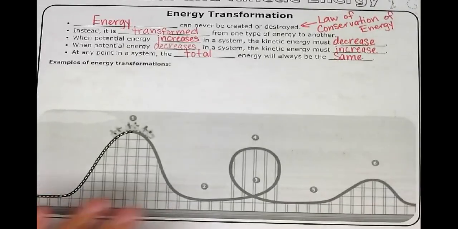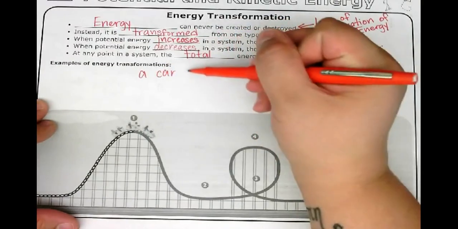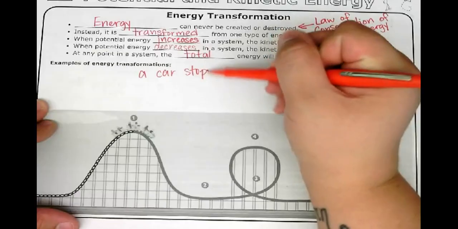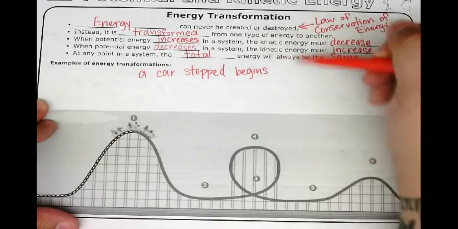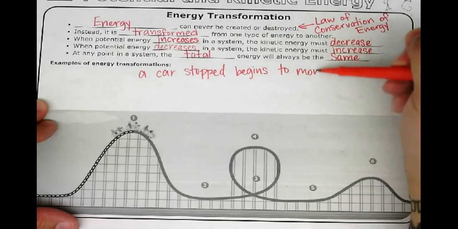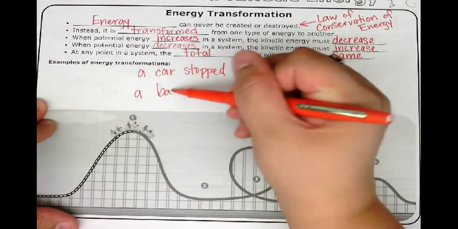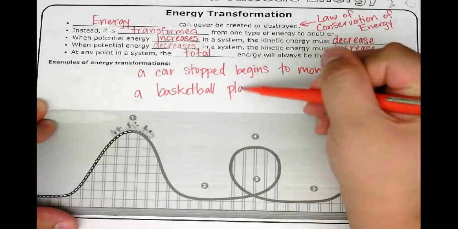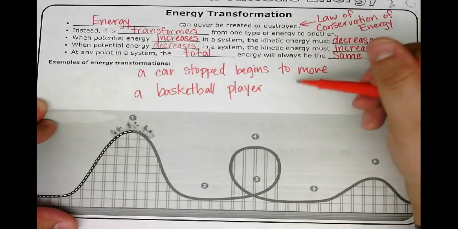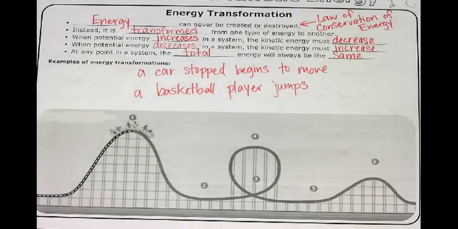Right, so here's some examples. A car stopped begins to move, and a basketball player jumps. All right, they're standing there and they jump up to shoot the basket. That would be moving up.